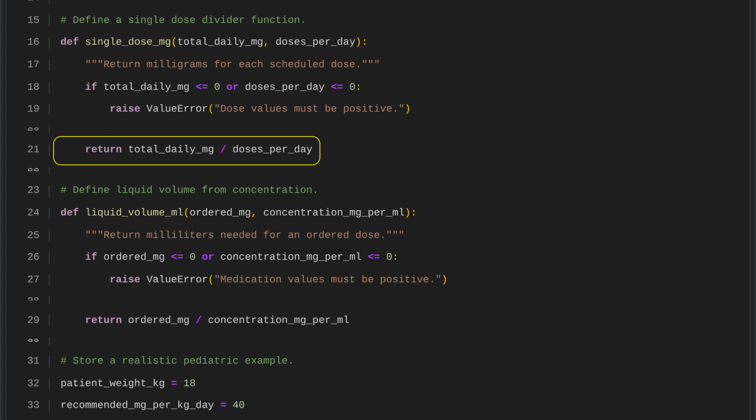This calculation finds the milligrams of medication for each dose by dividing the total daily amount by the number of doses per day. It helps make each scheduled dose consistent and evenly distributed.